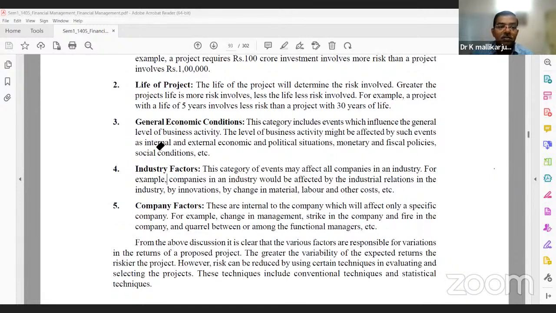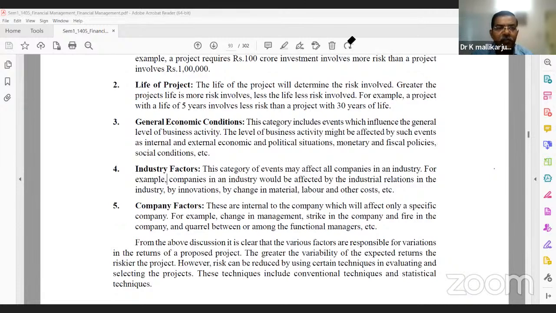Growth, industry factor, and the company factor also. Within the company, a management change or strike of the employees. Within the firm, the stakeholders are brothers. You see the situation of the Anil Ambani, Mukesh Ambani issue. Or within the firm, the board of directors are not correct, and the brothers are splitting over these shares in the market.